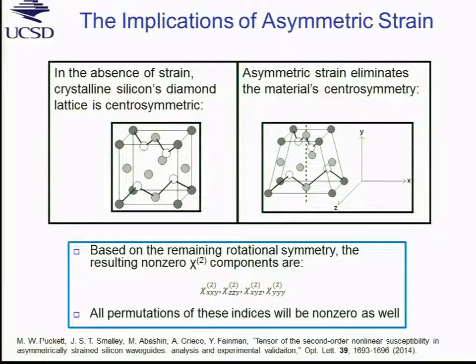Silicon is a diamond lattice and is centrosymmetric and has no Chi2 coefficient. So to introduce a Chi2 coefficient, you need to introduce a gradient of strain. So you perturb the lattice. So the lattice then will break the central symmetry and possess the Chi2 coefficient. And we calculated rigorously the tensor components, and these are the coefficients that we expect to be non-zero.